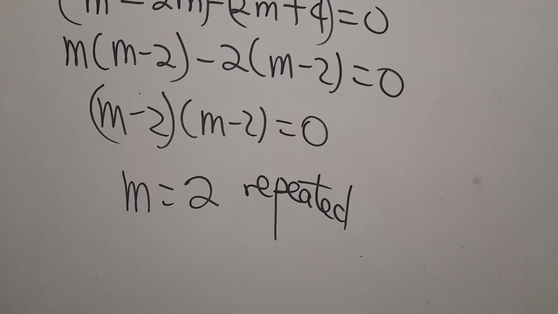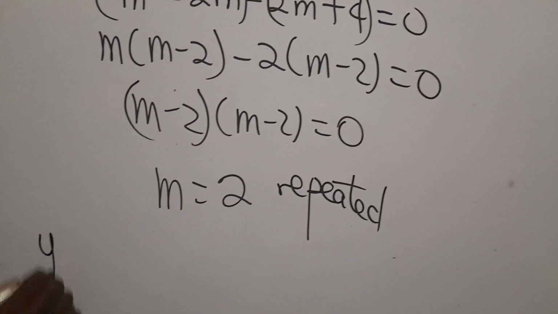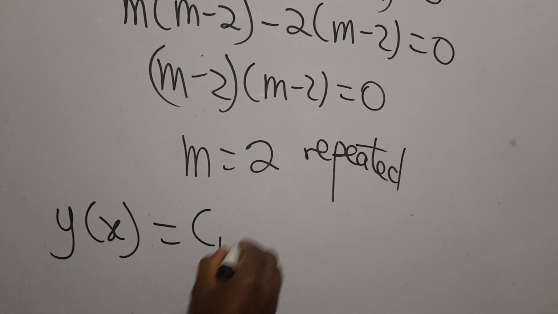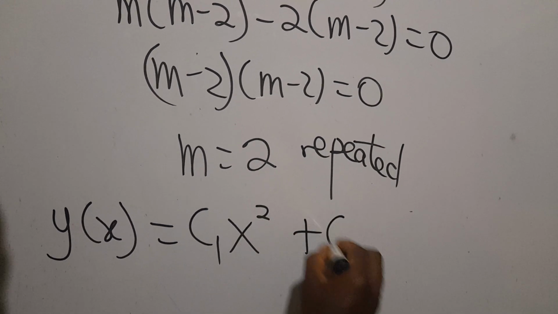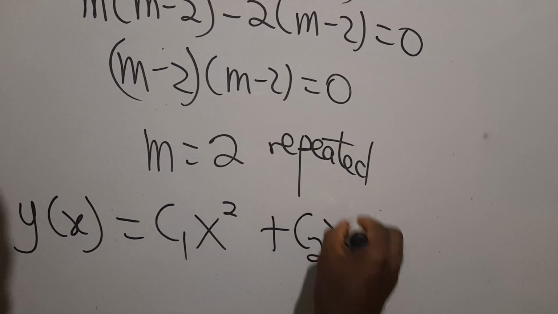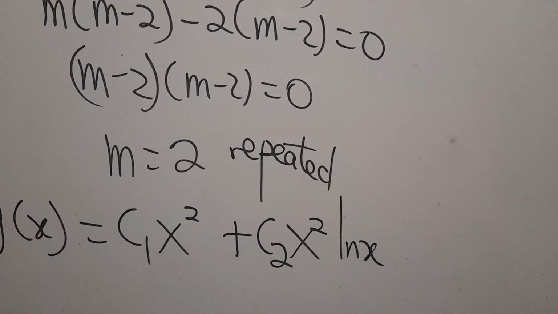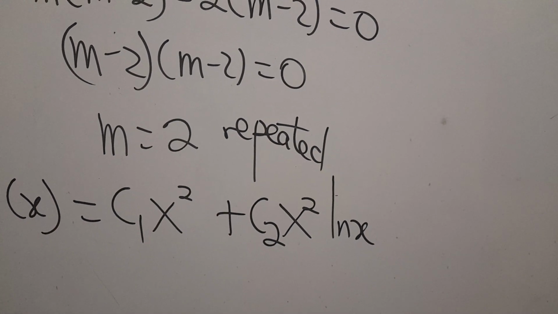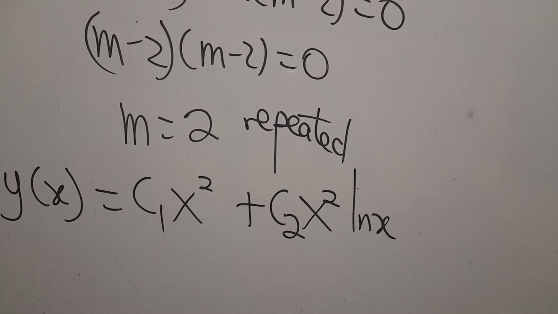Remember, when the roots are repeated, our general solution y of x is equal to c1 x² plus c2 x² ln x, with m equal to 2. If some boundary conditions are given, we just substitute into the general solution to get a particular solution.